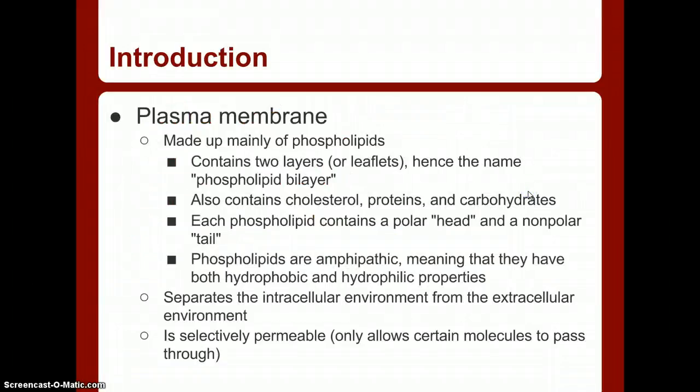Okay, for a brief introduction, there's the plasma membrane, which is made up mainly of phospholipids. It contains two layers, or leaflets, hence the name phospholipid bilayer. It also contains cholesterol, proteins, and carbohydrates. Each phospholipid contains a polar head and a nonpolar tail. Phospholipids are amphipathic, which means that they have both hydrophobic and hydrophilic properties. The hydrophobic parts are the tails, and the hydrophilic parts are the heads.